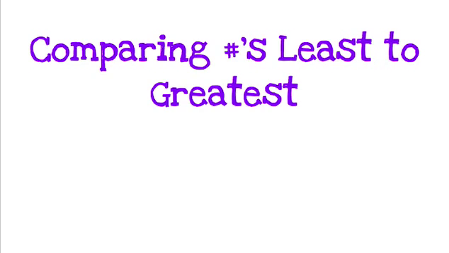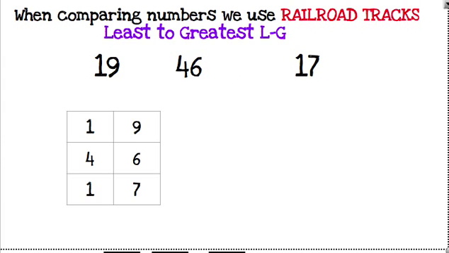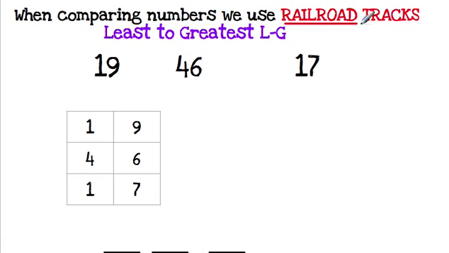Now we're going to look at comparing numbers least to greatest. Again, we take these 3 numbers and we write them vertically so we can do our railroad tracks. Least to greatest, I'm going to write L to the G. Write my numbers and draw my railroad tracks. I'm just looking at these first 3 numbers that are on the left side of my railroad track. 1, 4, and 1. And I have to remember I'm looking for the least, so the smallest.